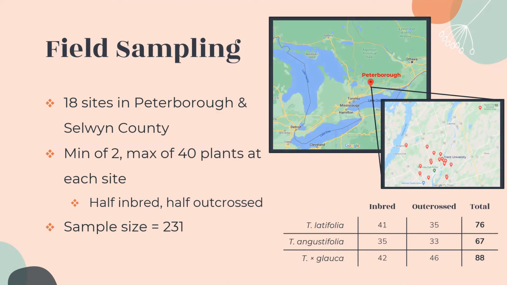At the end of my project, my sample size was 231 maternal plants, the breakdown of which can be seen in the table on the right. I ended up with 76 total latifolia, 67 angustifolia, and 88 hybrids.